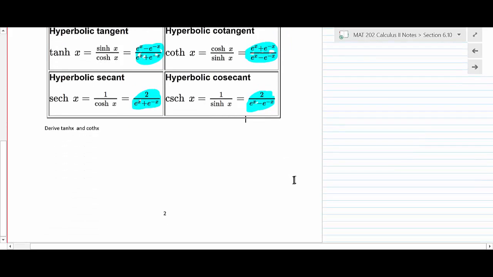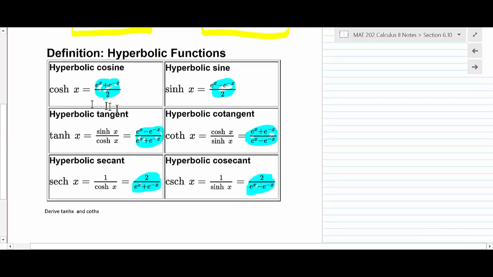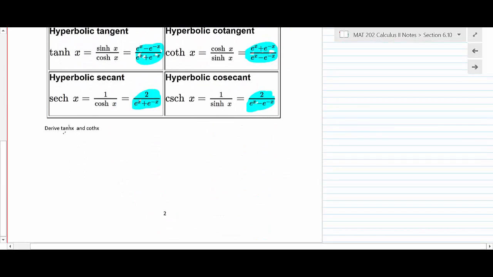So let's do a couple of derivations that are really simple. First, let's do a derivation of the hyperbolic tangent, and then quickly a derivation of the hyperbolic cotangent, because you want to know how to do this. One of the cool things about hyperbolic trigonometry is that a lot of the identities are the same. Not all of them, but a lot of them are. You know that the tangent is the sine over the cosine. Well, in hyperbolic, it's the sinh over the cosh.